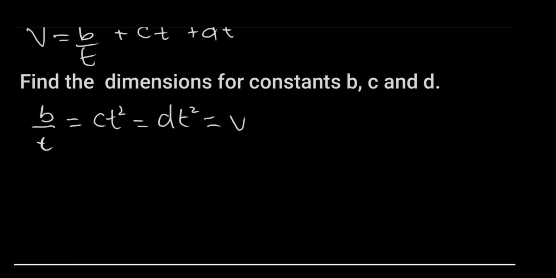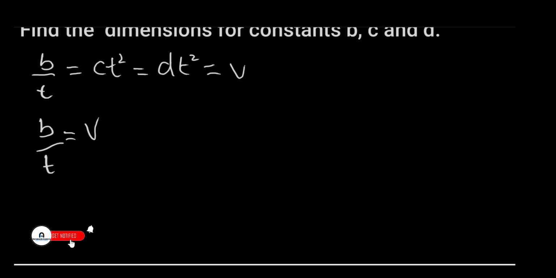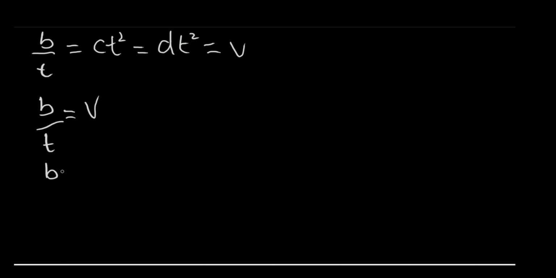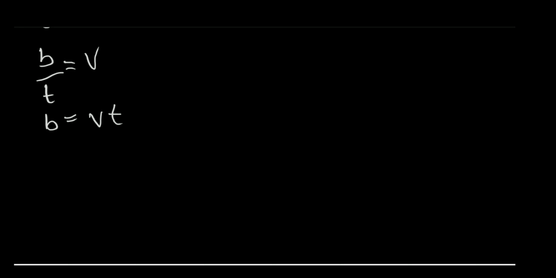Now, these three are all having t, which is time, and you know time has dimensions of a capital T. So from this, the ones we know in terms of dimensions are v and t. Since everything is being equated to v, we equate the first part to v, the second part to v, and the last part dt squared to v. So let's do that. We have b over t equal to v. We are making b the subject, so we cross multiply, and this gives us v t.